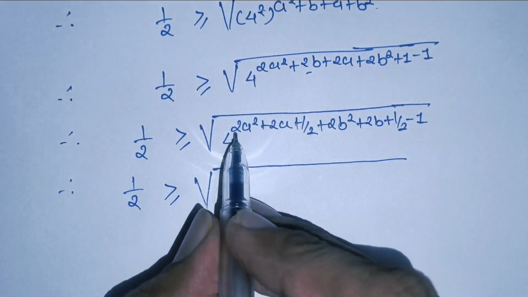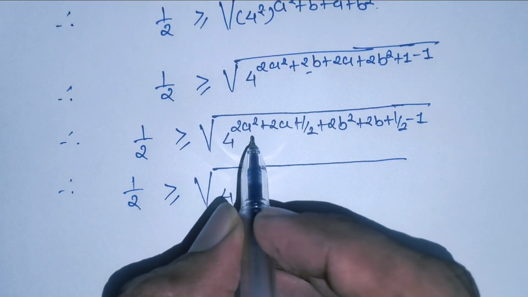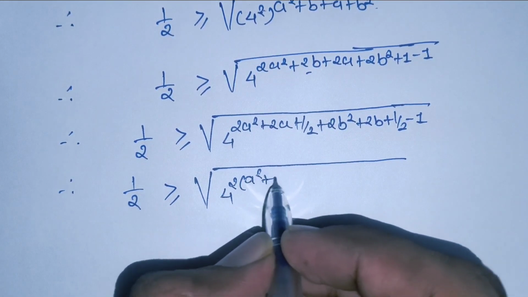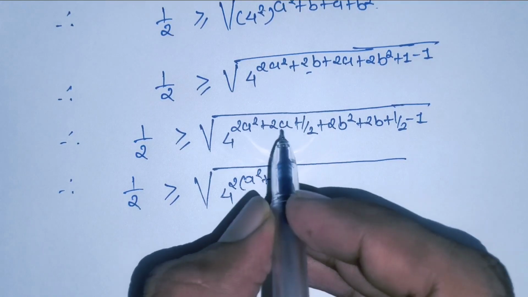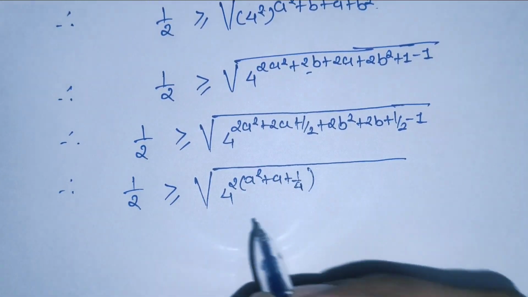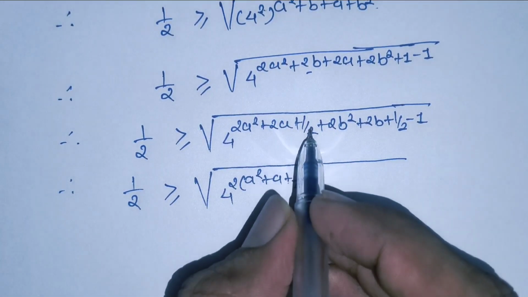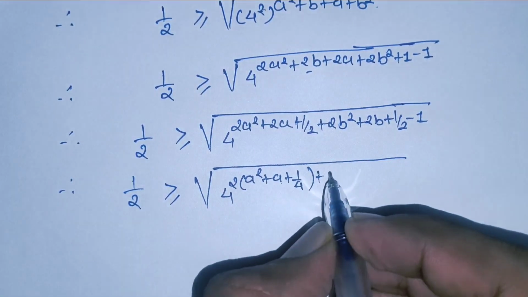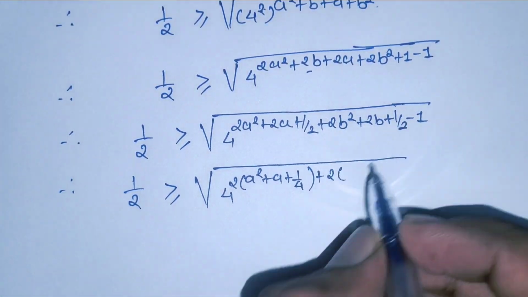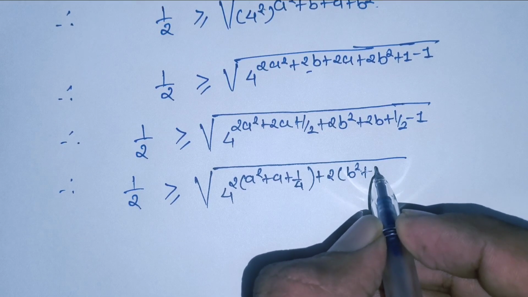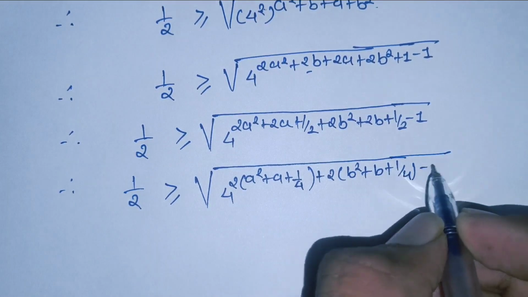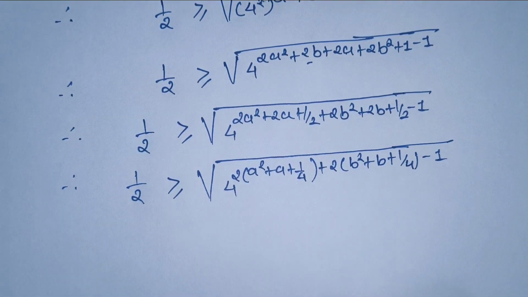Now here consider 2 common in the first three terms; the remaining part is a square plus a, plus 1 by 4, because 2 into 1 by 4 is 1 by 2. Similarly, consider 2 common in the next three terms: b square plus b plus 1 by 4, and this is minus 1. This I think is clear.